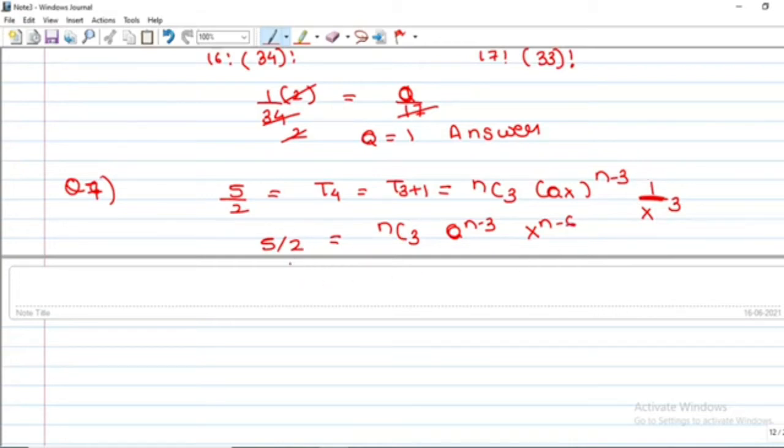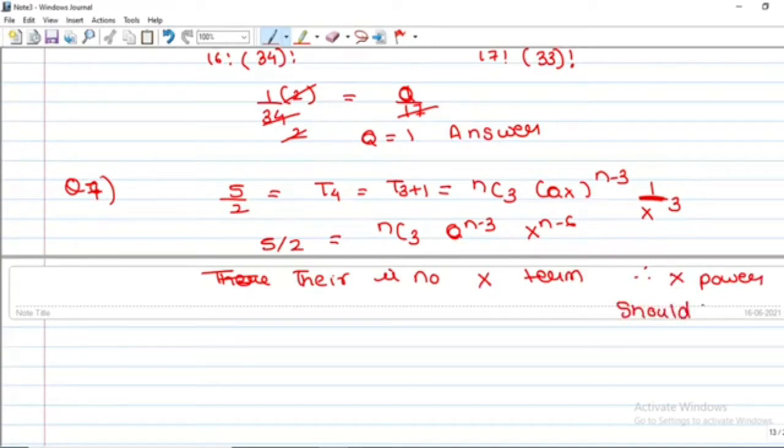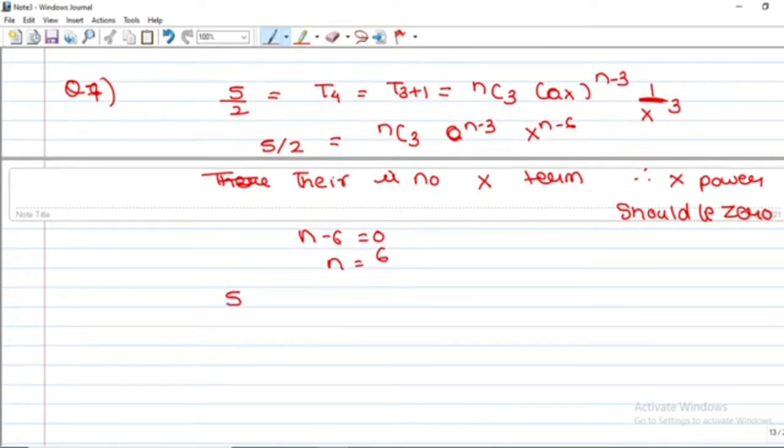When this 3 moves to x^3, it becomes minus 3. Now if you observe the right side, there is no x term, therefore the power of x should be 0. So n minus 6 should be 0, so n should be 6. Once I get the n value, I substitute it here. So 5 by 2 equals 6C3 a^(6-3), which is a^3, x^(6-6), which is 0.